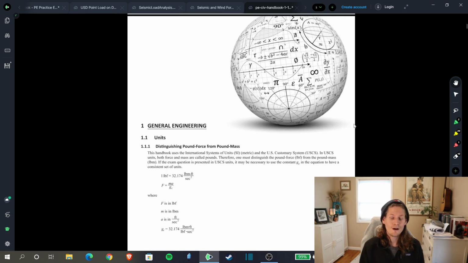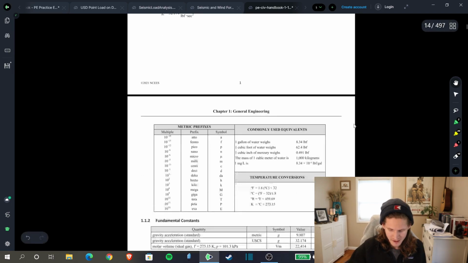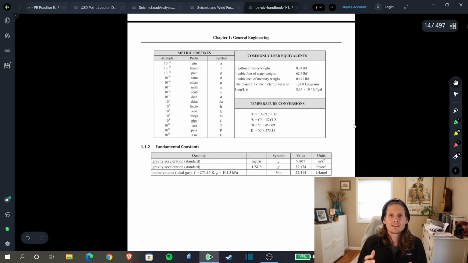With all that said, we're starting here at chapter one, where I believe this chapter has the most substantial amount of information that is critical for you to understand in order to pass your PE exam. It's general engineering, and it starts off by giving you commonly used items throughout all of engineering, whether you're civil or any of the four subdisciplines in between.